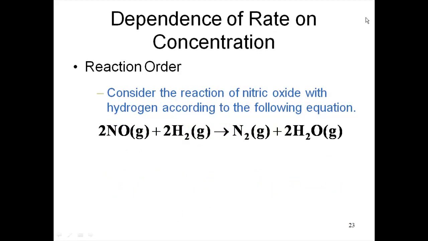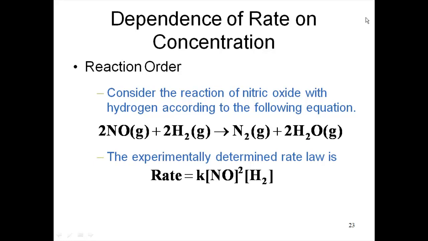Consider the reaction of nitric oxide with hydrogen according to the following equation: 2 NO plus 2 H2 gives you N2 plus 2 H2O. Experimentally, they did an experiment where they held some things constant and changed others. They determined that the rate law was rate equals k, the concentration of NO to the second power, the concentration of H2 to the first power. Notice that the power of H2 does not equal the 2 that's in the reaction.